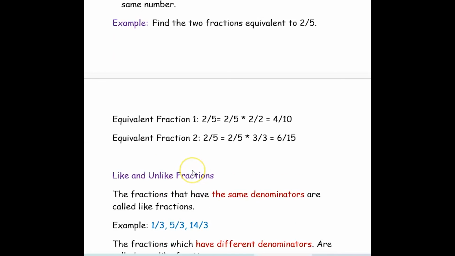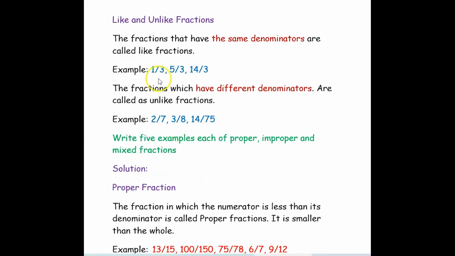The other types we have are like fractions and unlike fractions. The fractions that have the same denominators are called like fractions. Examples: 1 by 3, 5 by 3, 14 by 3, like that. The fractions which have different denominators, the opposite of like, are called unlike fractions. 2 by 7, 3 by 8, 14 by 75 are a few examples.